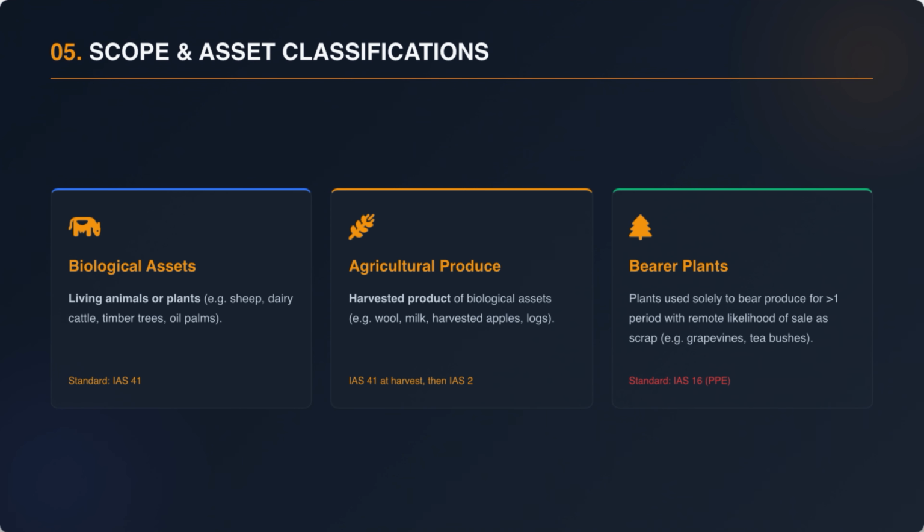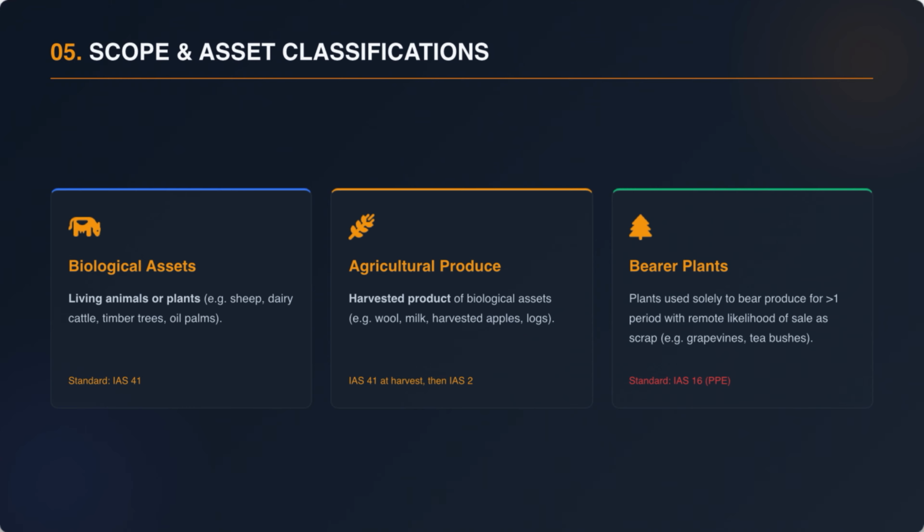1. Biological assets, living animals or living plants, such as sheep, dairy cattle, timber trees, or salmon in a fish farm. These fall under IAS 41. 2. Agricultural produce, the harvested output from biological assets, like wool sheared from sheep, milk collected from cows, or harvested fruit. At the point of harvest, this is measured under IAS 41.